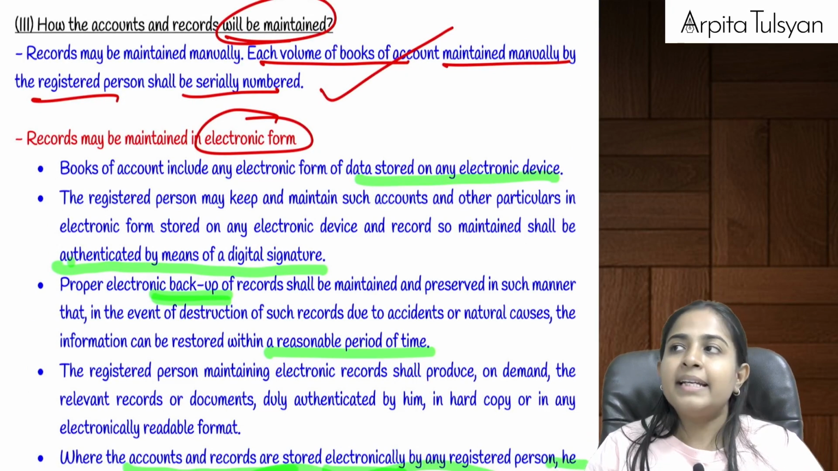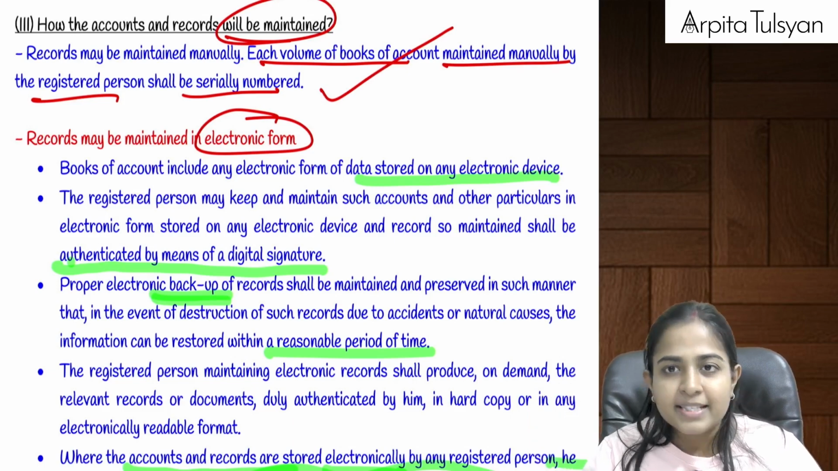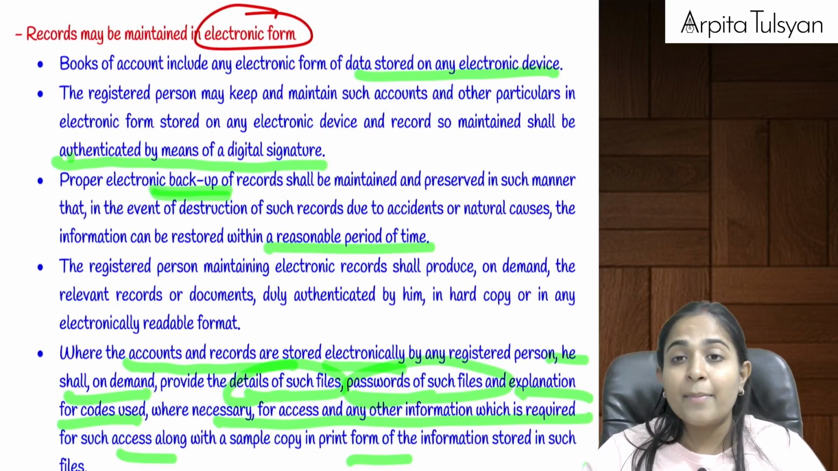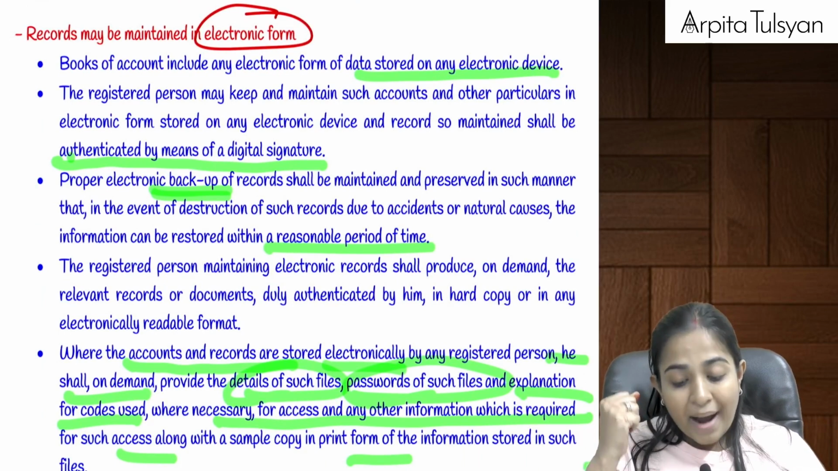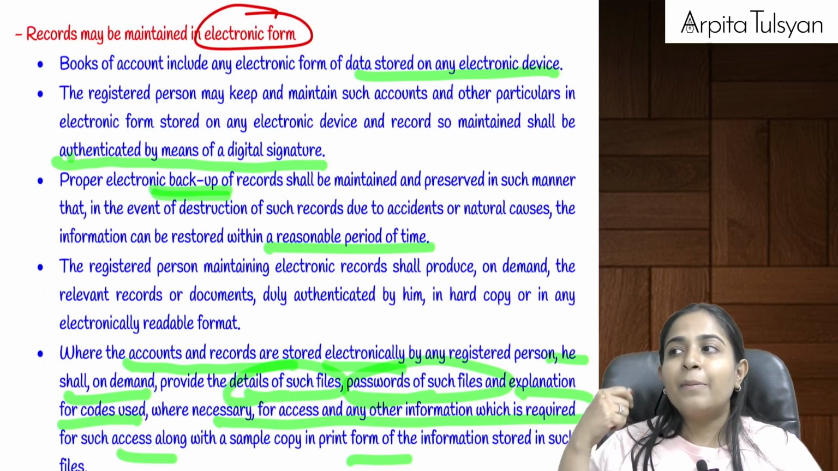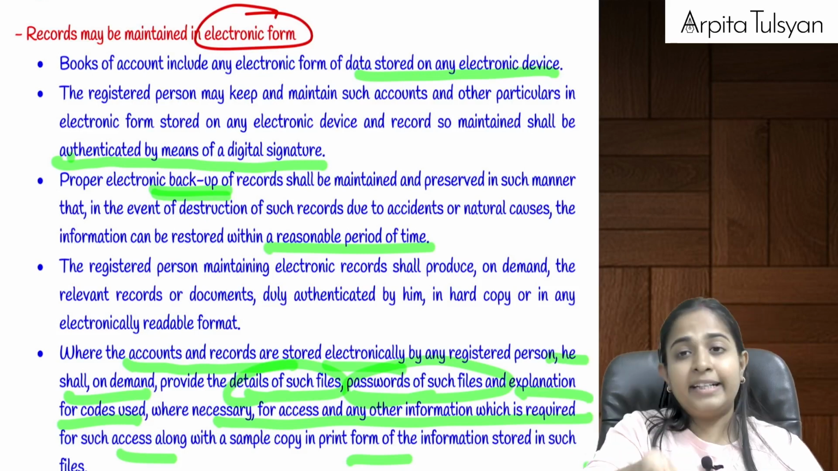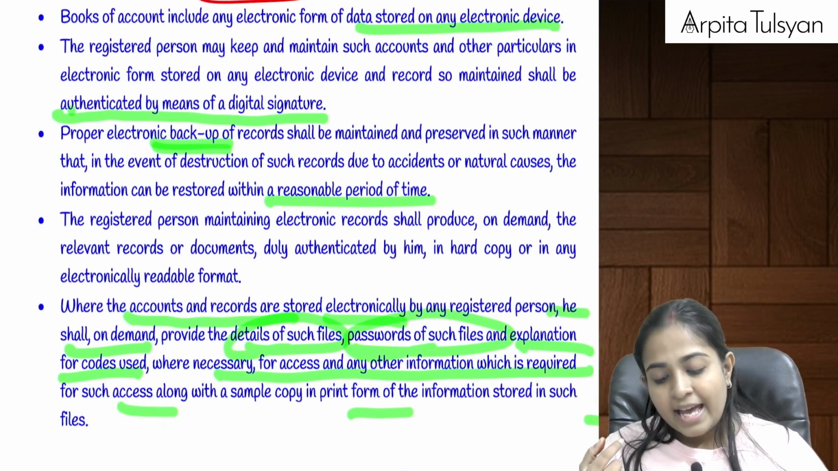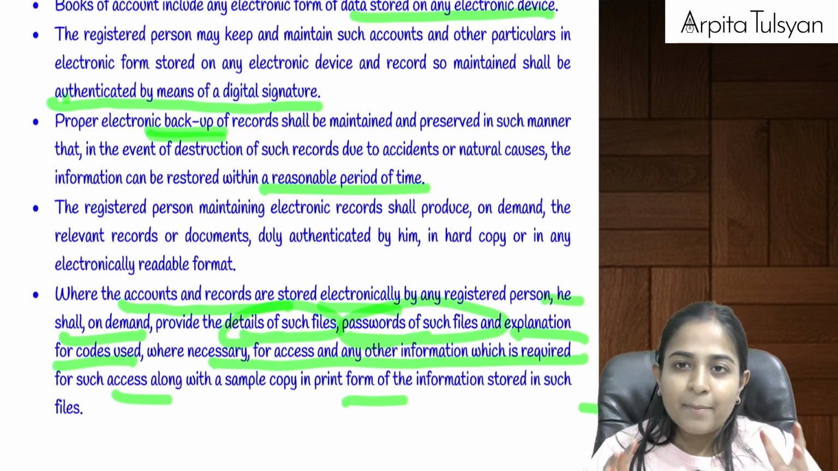If you are maintaining it manually, then it should be authenticated by signature. And if you are maintaining it electronically, it should be authenticated by digital signature. Proper backup should be kept. If something happens, the data should be able to be retrieved within a reasonable period of time. And it should be maintained in a readable format.